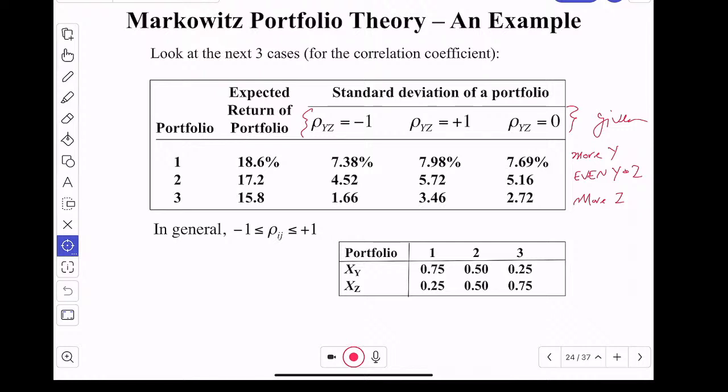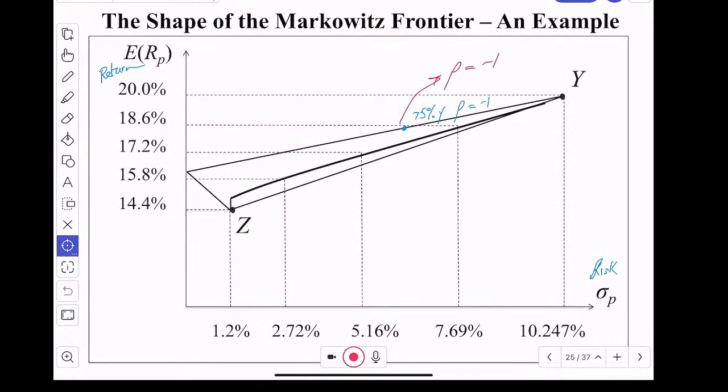And the weights that introduce more of the less risky asset have the least or lowest standard deviation of the portfolio, but the lowest expected return. And that is for the setting where they're perfectly negatively correlated, perfectly positively, or not correlated at all. And then these are plotted here. And so each separate line indicates all the possible combinations. In this case, where correlation is -1.